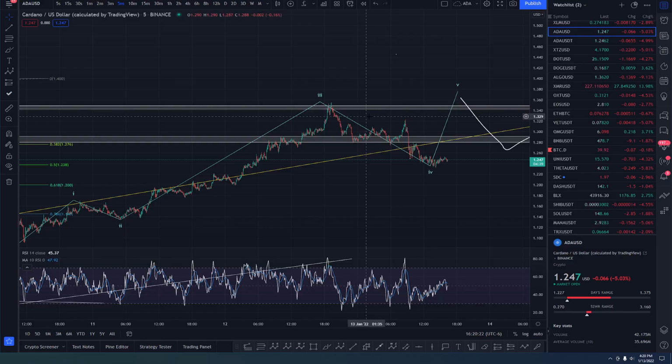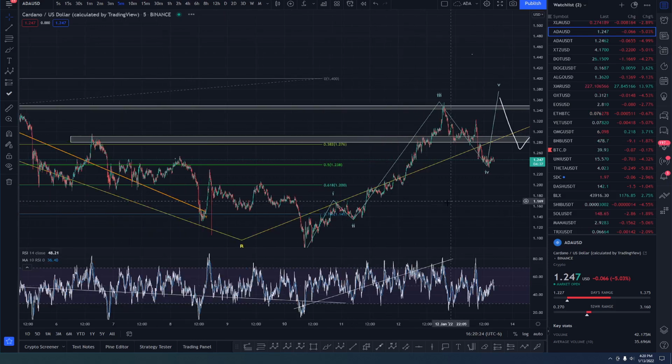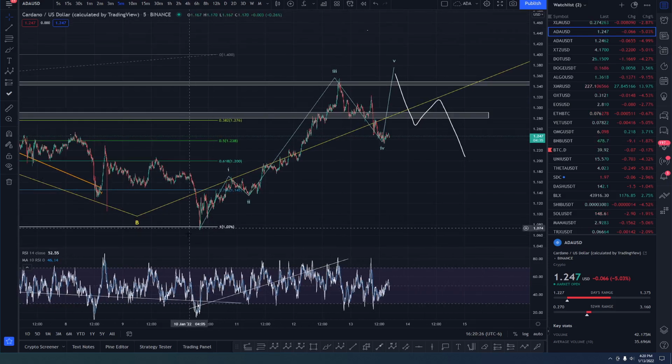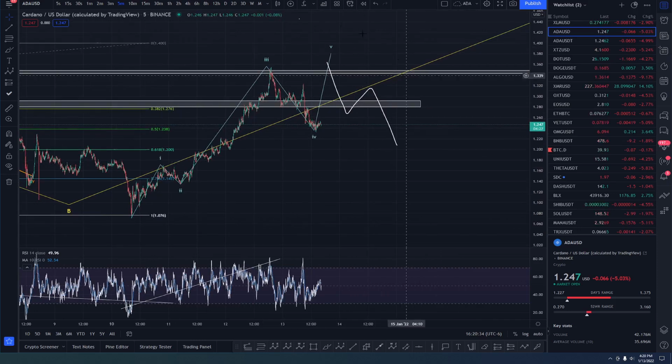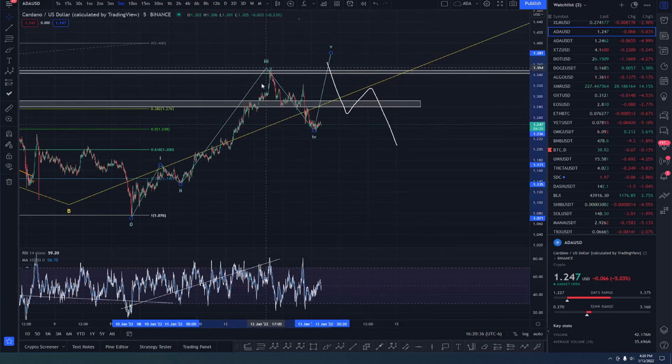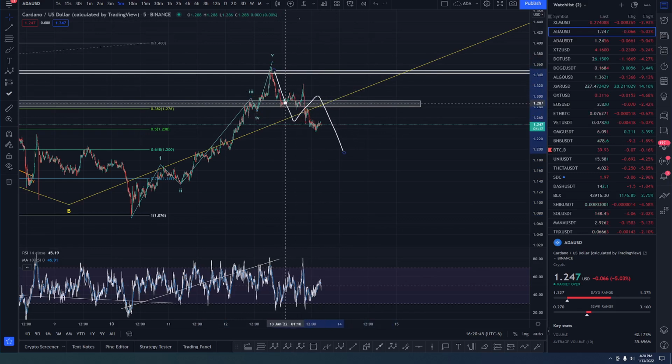And you'll see the same thing working with ADA as well. Except ADA, I think, is a little bit of a different count. I've got a 1, 2, 3. This could be 4. The move up might break the high for the 5th, and then we come down for 3. So I'm not sure about this one. I could be wrong. We might be already done. May have the 3, 4, and then 5 right there, something like that.